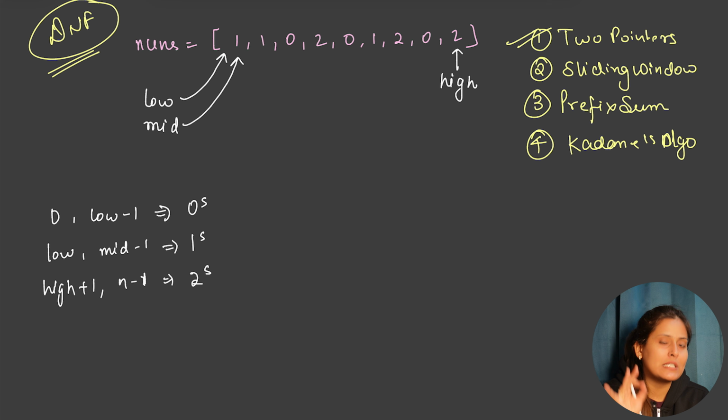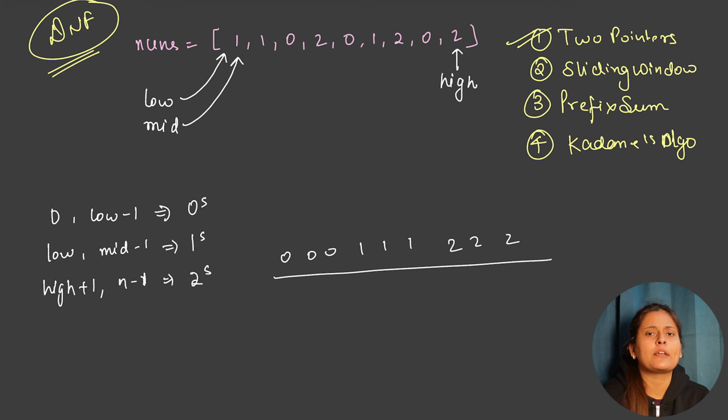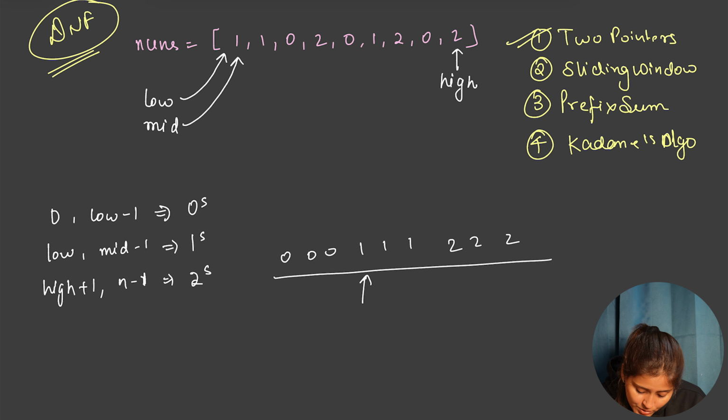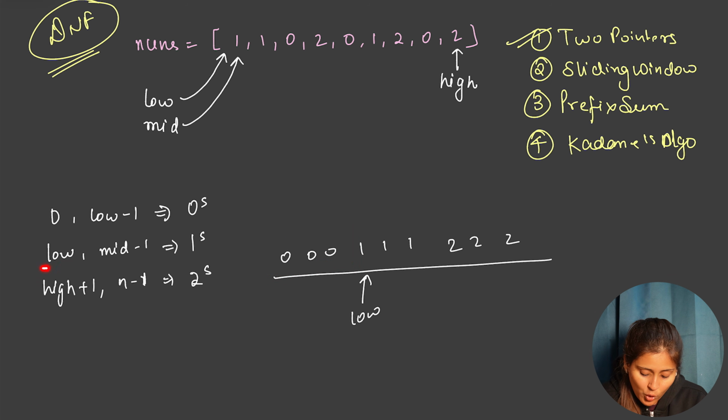But how does it look on a number line? After sorting, this is how it will look: 0, 0, 0, all zeros will be here, then 1, 1, 1 and then 2, 2, 2. Let's see where all these pointers will point. From the definition, low says I will have all zeros till low minus 1. So don't you think low will point to this position? That definition holds true, because from 0 to low minus 1 I have all zeros. Now mid says from low to mid minus 1 I will have all ones. So mid minus 1 is till here, which means mid will point to this position.